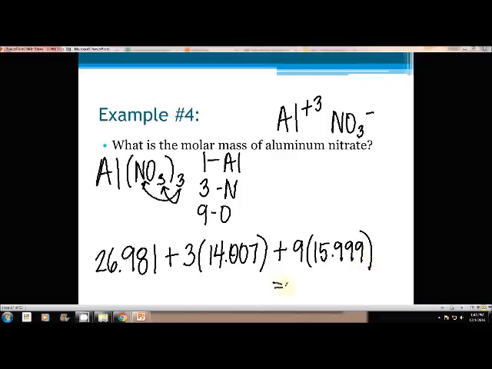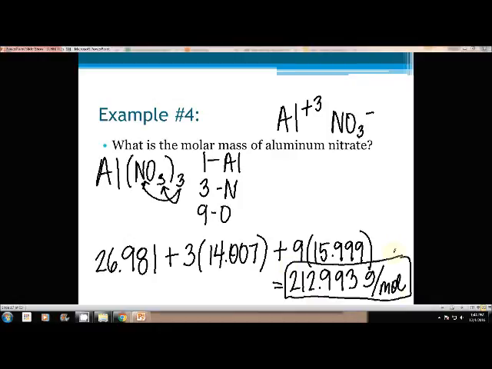Alright, so now we multiply and add together to get our final answer. Take 9 times 15.999 and 3 times 14.007 and add them all up, and what do you get? 212.993. That's fine. That's what you get at the end. It is correct, so I know it's right. And then g/mol.